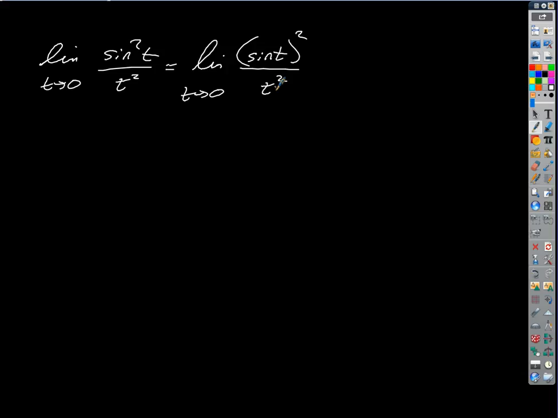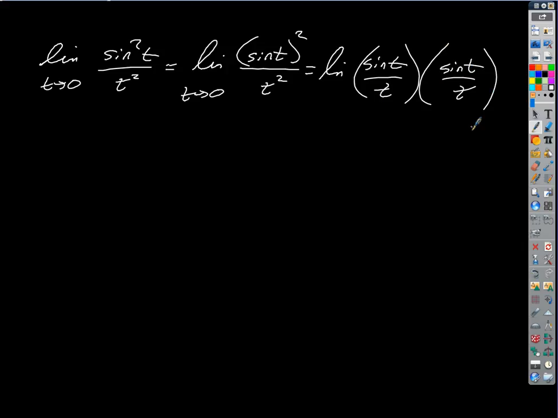Got an idea? Yes, sir. Oh, that's one. Okay, so how could I coax that out? There's a couple ways I could go about this. t times t. So I could split it apart, right? I could write this as the limit of sine t over t times sine t over t, as t approaches 0. And we're not going to write the step out. Well, I will, but you don't need to.